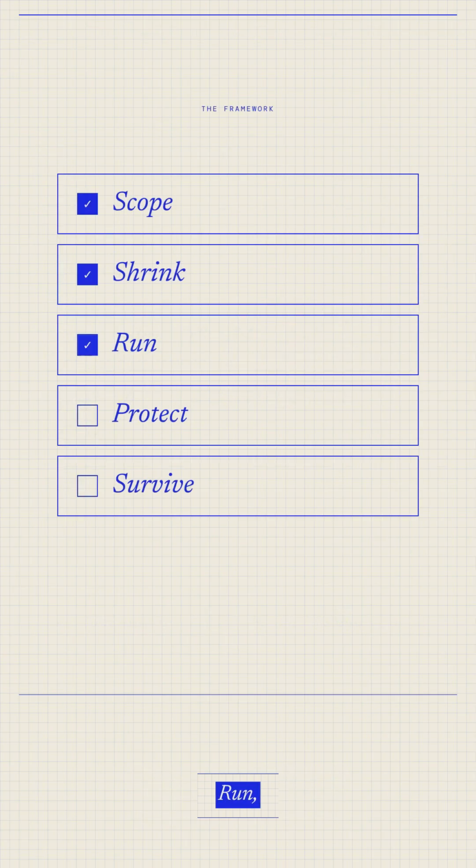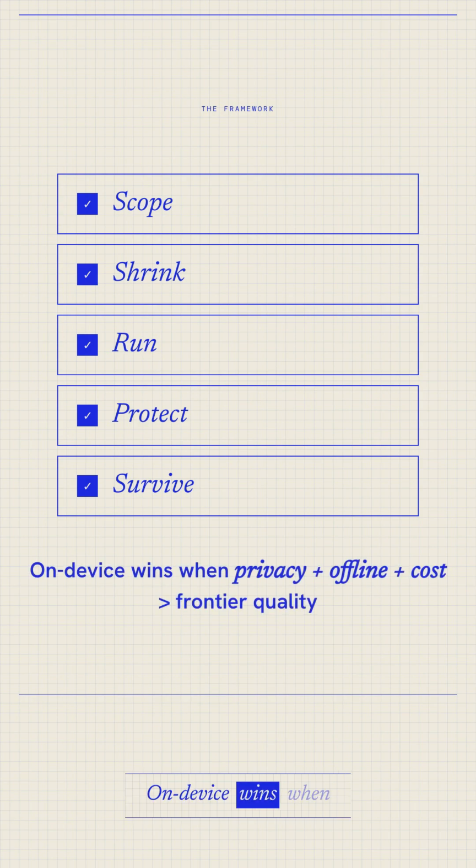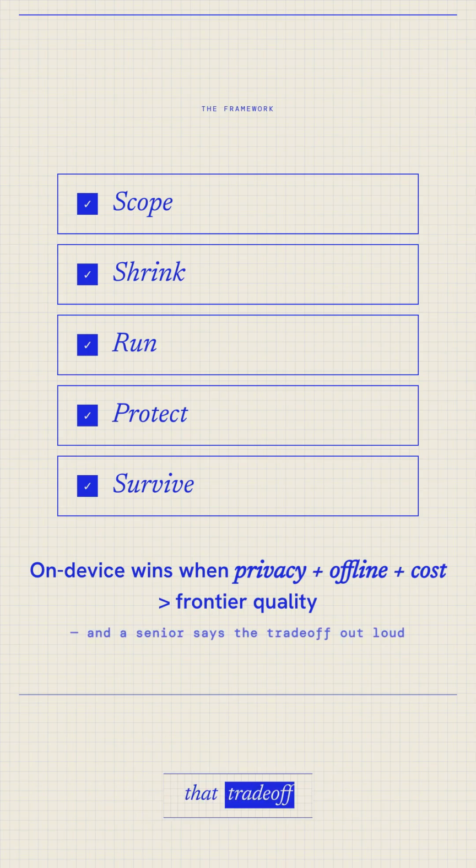Scope, shrink, run, protect, survive. On-device wins when privacy, offline, and cost beat frontier quality, and a senior says that trade-off out loud.